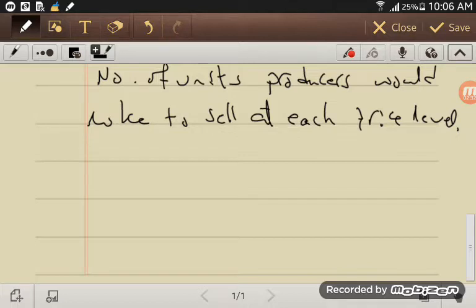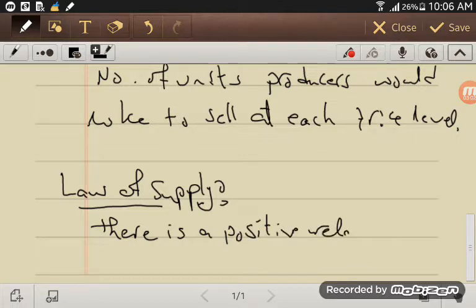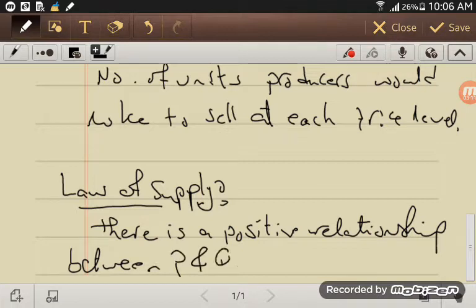If you are the producer of a commodity, it's better for you if price increases to sell more in order to make more profit, and this is known as the law of supply. The law of supply states that there is a positive relationship between price and the quantity supplied, ceteris paribus, or keep all other factors constant.